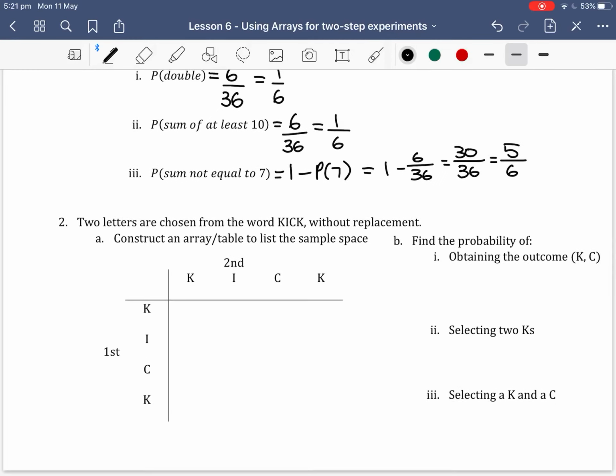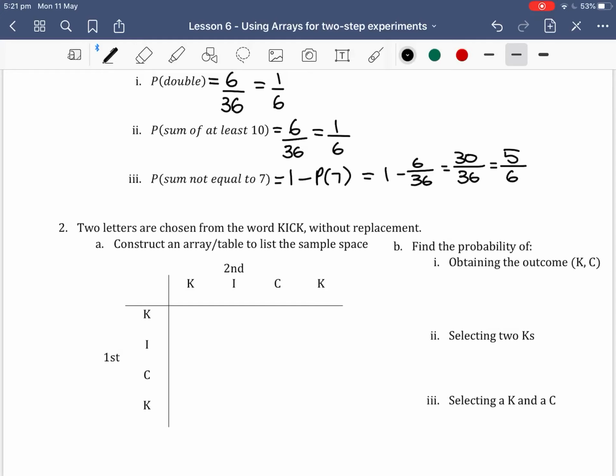Okay, moving on to example 2. So we have 2 letters chosen from the word KICK without replacement. This means that we don't put the letter back in. So we want to construct an array or table to list the sample space.